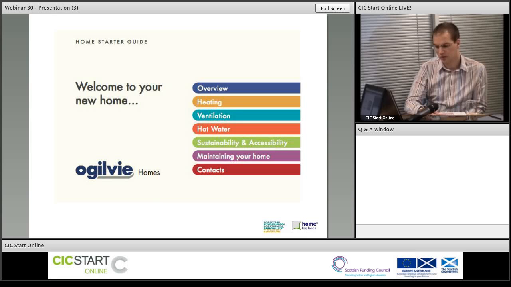The Ogilvy one, again, heating, ventilation, hot water is there. Sustainability and accessibility to fit in with the issues that Ogilvy felt were important from the planning and design point of view. Maintaining your home, a slightly different focus, because the homeowners are owners, and it's their responsibility to maintain their home. And some key contacts, particularly for places they could find out further information, such as utilities companies and so on, to make sure they were on the best deal for their energy.